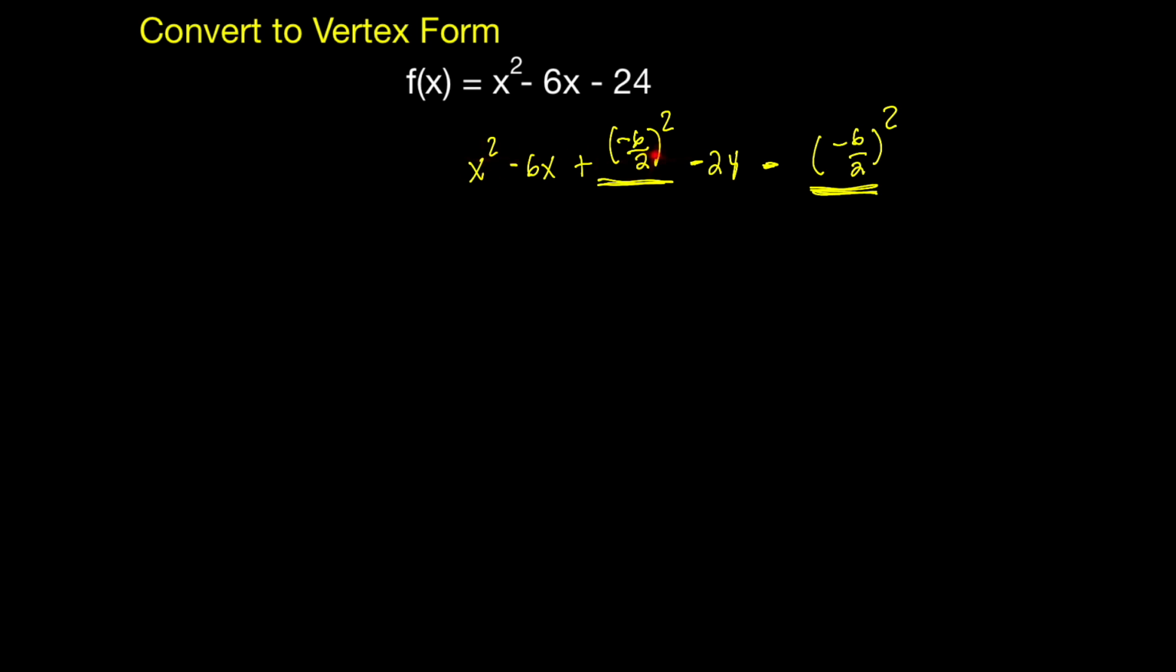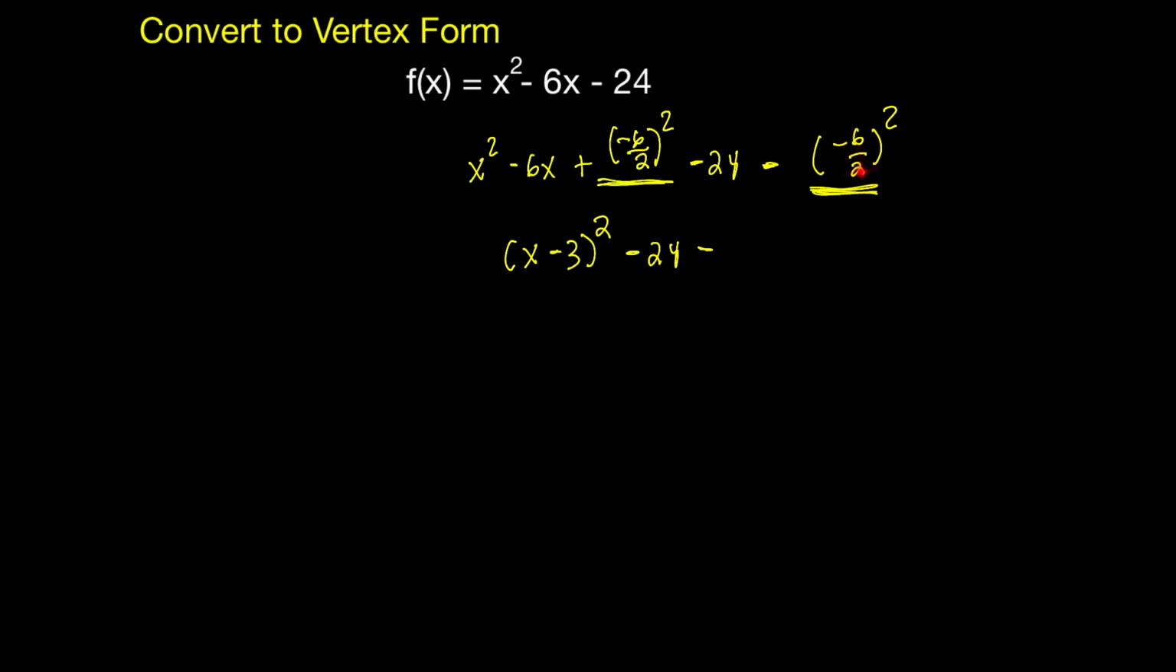And now here on the left, we can factor this perfect square trinomial as x with the quantity that's inside of the parentheses, which is negative 6 over 2. That's going to reduce to negative 3. We're going to raise that to the second power. And then we're going to subtract 24, and we're going to subtract.